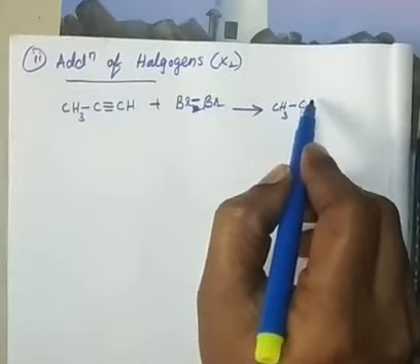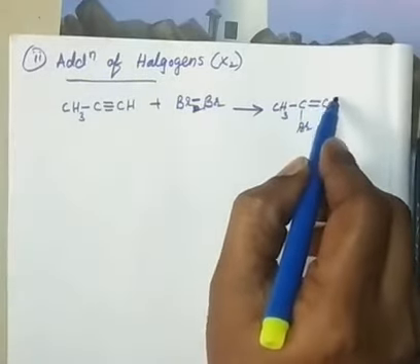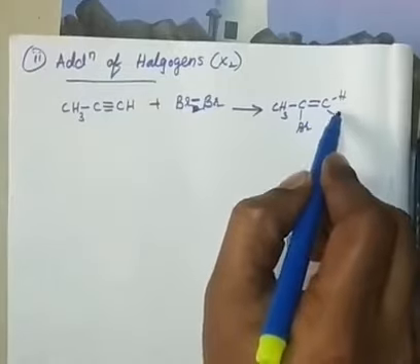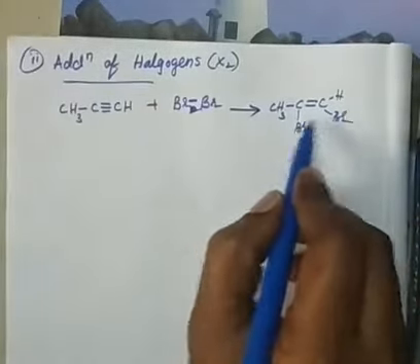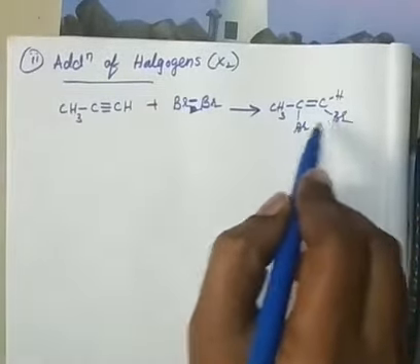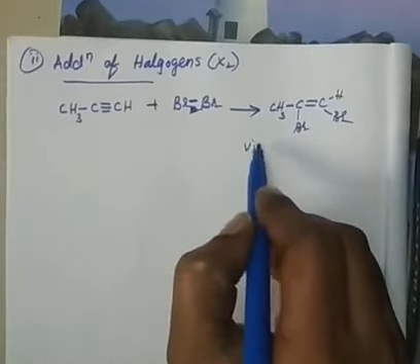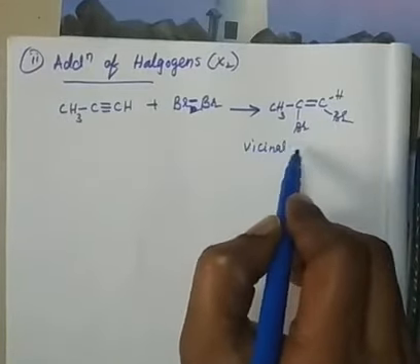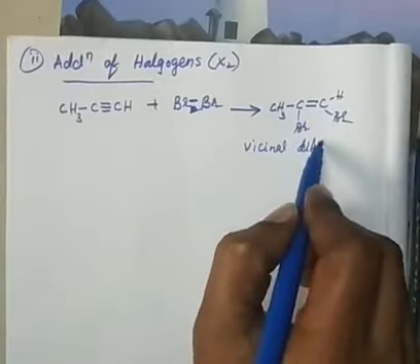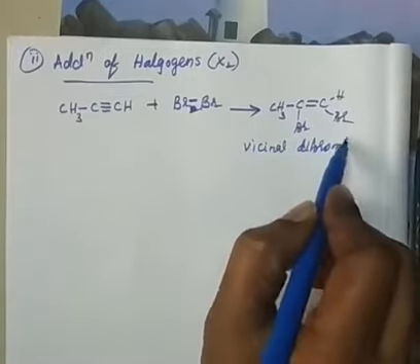One bromine is added here. Still two double bonds are there. One hydrogen here, one bromine here. So, bromines are on adjacent carbons. Therefore, I call them vicinal dibromides. Right? Adjacent carbons, I call it vicinal dibromide formation.